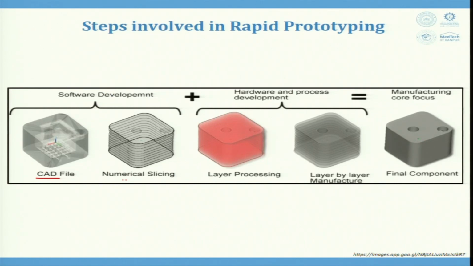We have a CAD file, we have numerical slicing over it, and we have obtained the STL file here. This is software development only. Then we have hardware and process development, that means we have layer processing using any of the technologies, layer by layer manufacturing of the component. Then we have the manufacturing core focus, that is we get the final component where some heat treatment or some machining might be required to have the desired surface finish and surface properties, or maybe also material core properties.